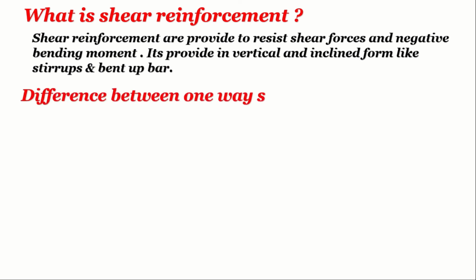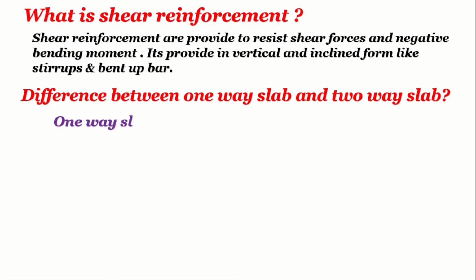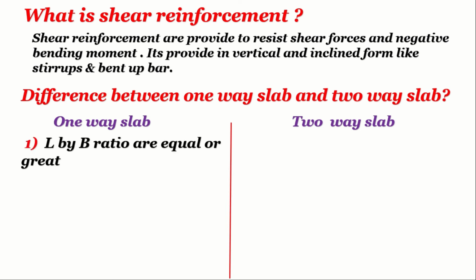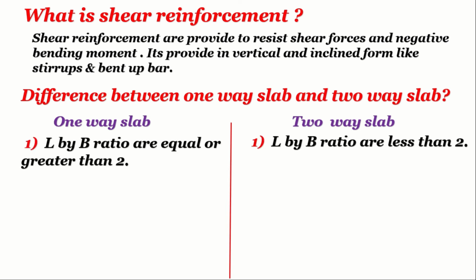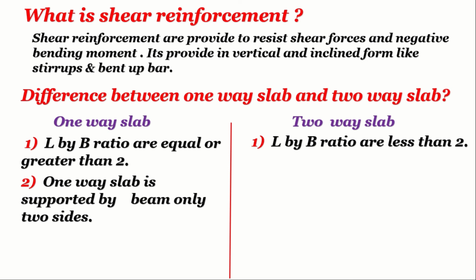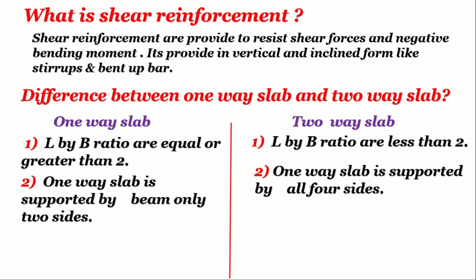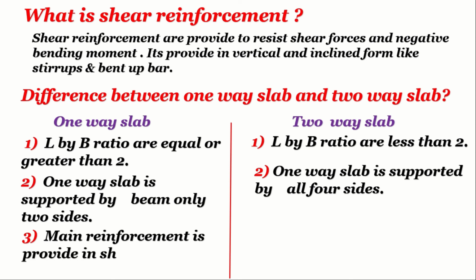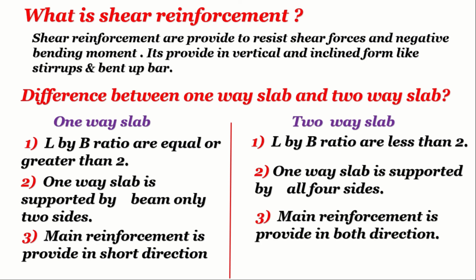Difference between one-way slab and two-way slab. One-way slab: 1. L by B ratio is equal to or greater than 2. 2. One-way slab is supported by beam on two sides only. 3. Main reinforcement is provided in short direction. Two-way slab: 1. L by B ratio is less than 2. 2. Two-way slab is supported on all four sides. 3. Main reinforcement is provided in both directions.